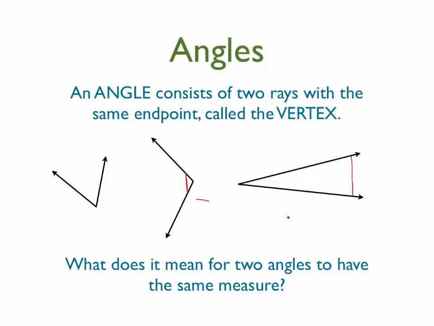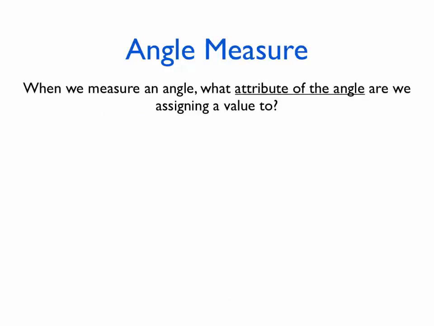We'd have to say more. So it's not just distance from one ray to the other. You'd also have to talk about distance from the vertex. So this is kind of an elusive thing. Like, what does it mean for two angles to have the same measure? Basically what we're really asking is, when we measure an angle, what attribute of the angle are we assigning a value to? So what is the physical attribute that we're measuring?